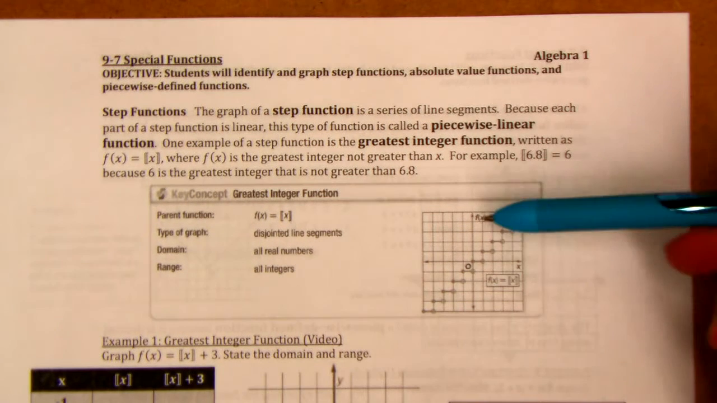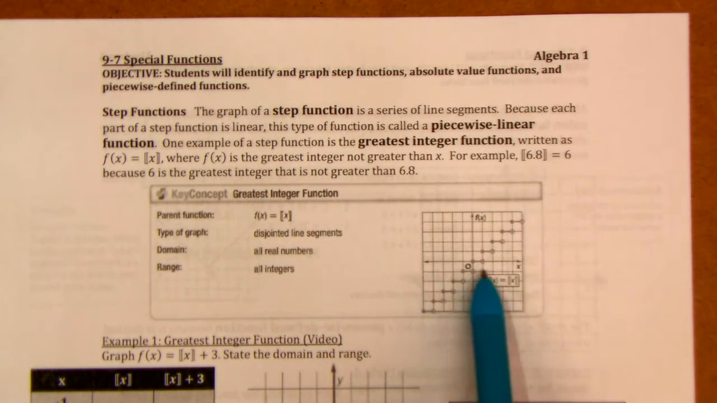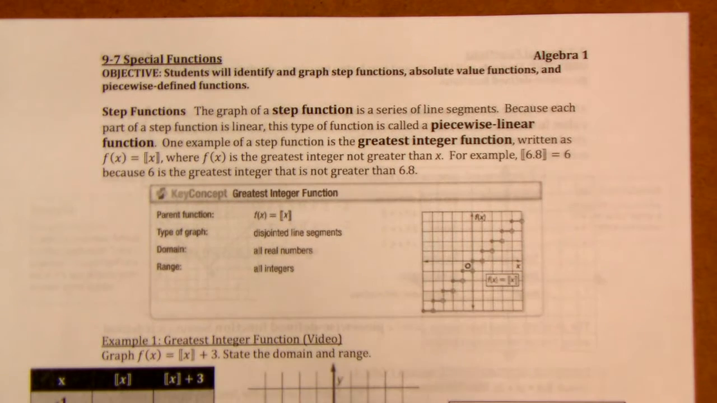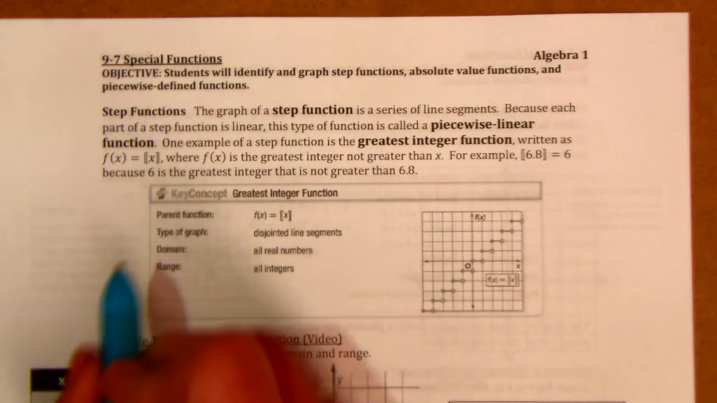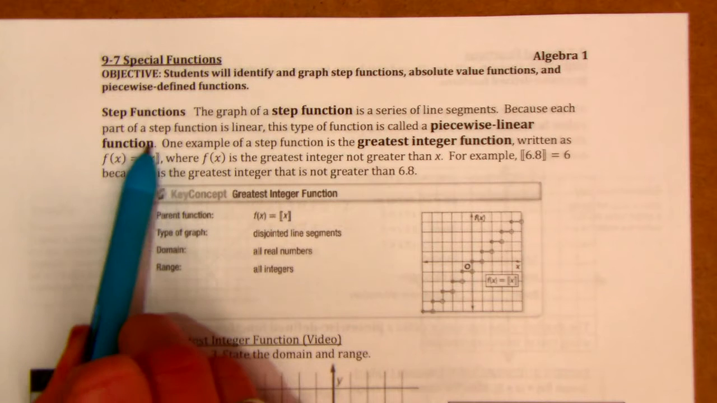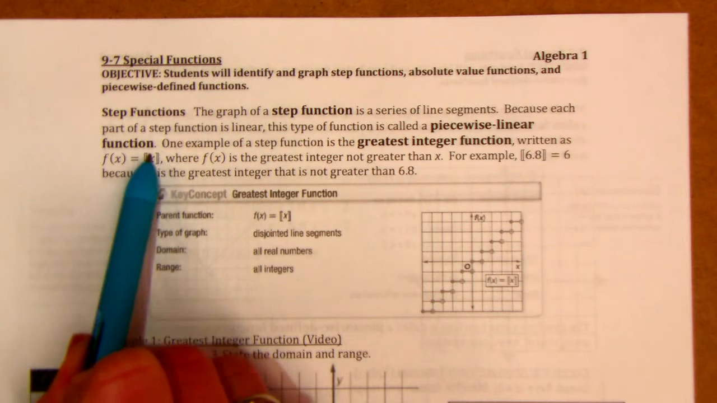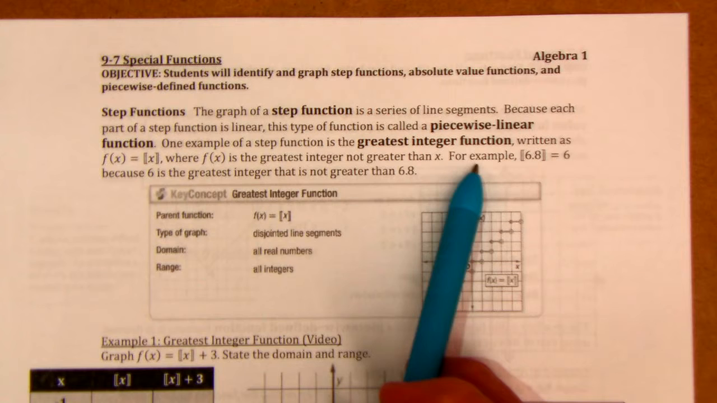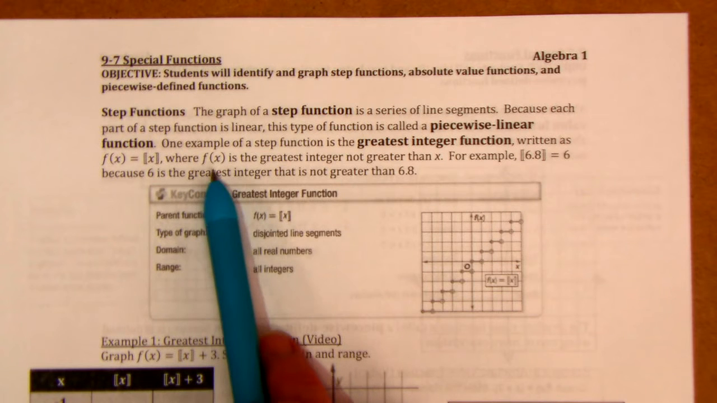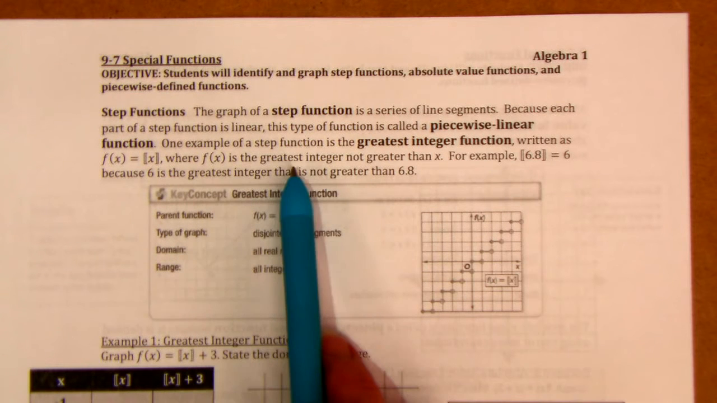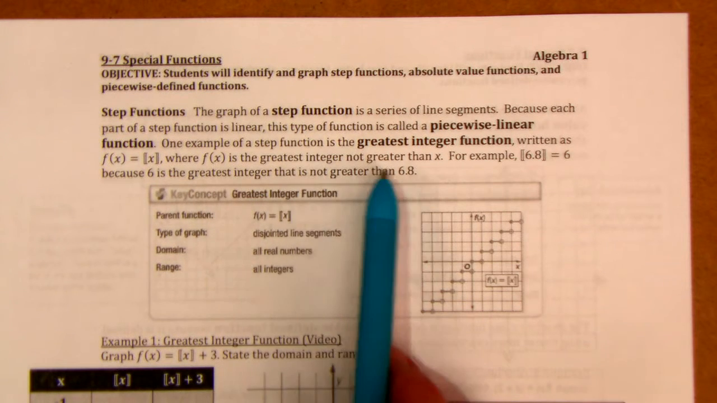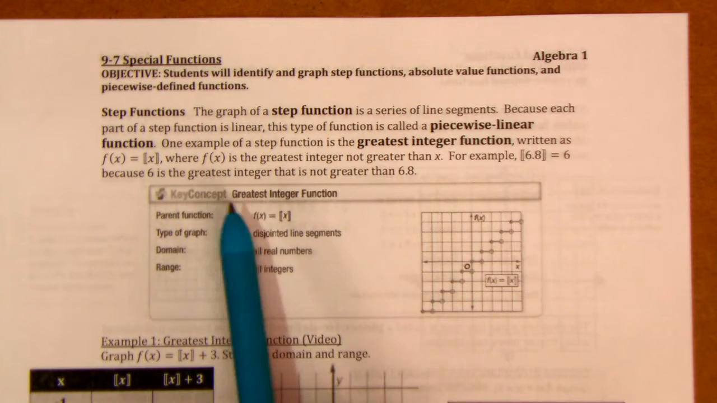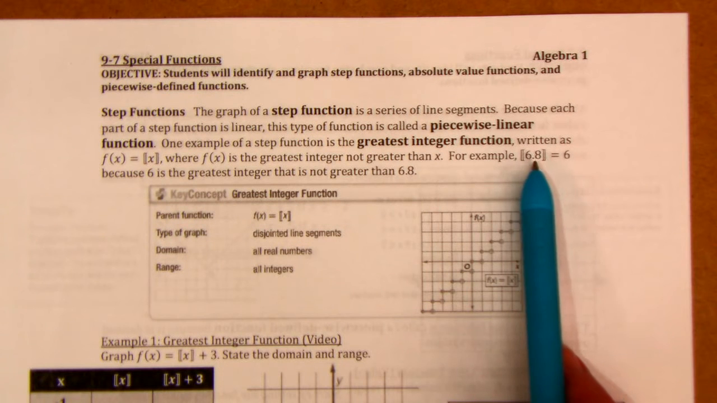This specific notation represents the greatest integer function, so that means the f of x, or the function, is equal to the greatest integer that is not greater than x. So, for example, if you take the brackets of 6.8, that is going to be equal to the biggest integer that is not bigger than 6.8.